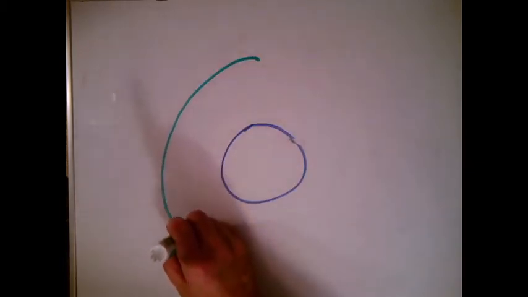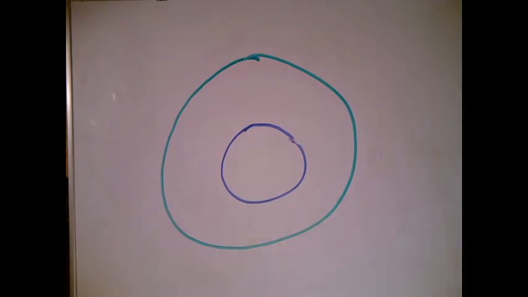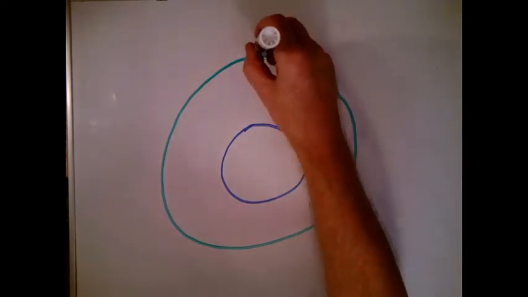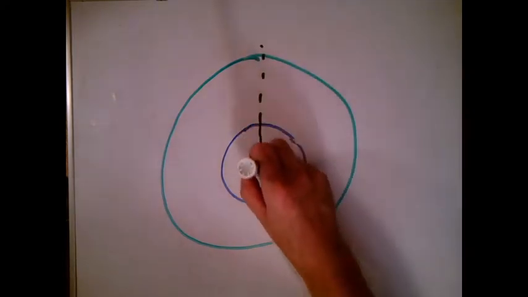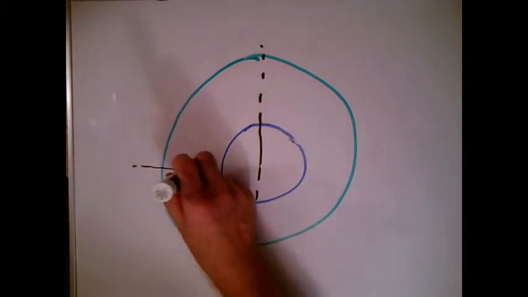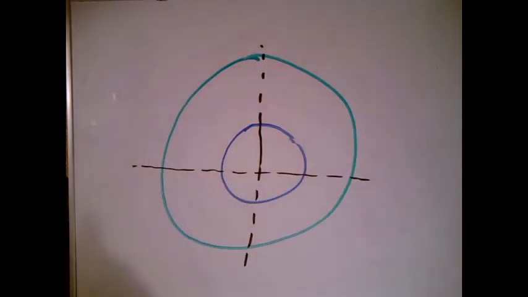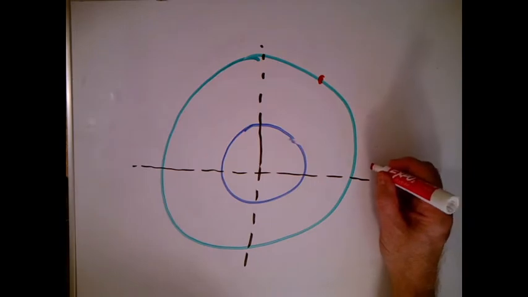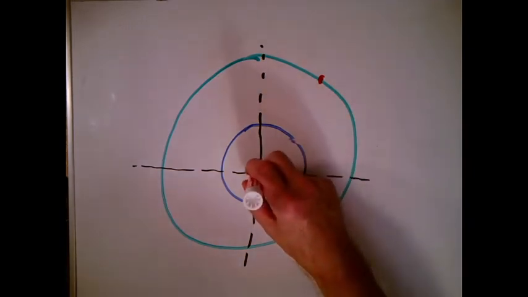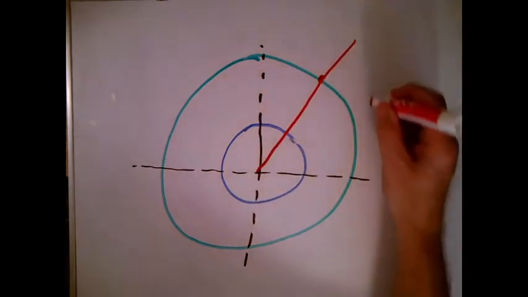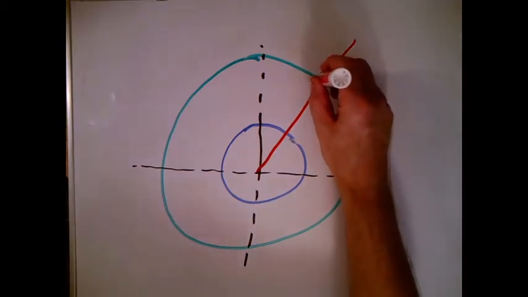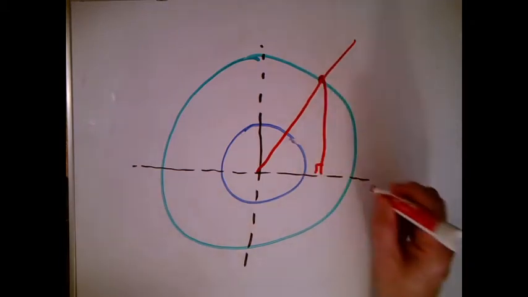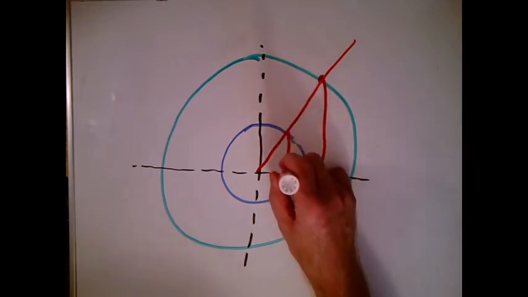And hopefully I won't draw too bad of a picture. And we have to have our axes in there. Here's the y-axis. Here's the x-axis. We're picking a point on the bigger circle, and we want to find the coordinates for that if we happen to know theta. So we're going to draw the radius. We're going to draw the two reference triangles, the big one, ta-da, and the little one, ta-da.